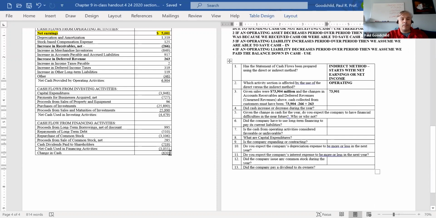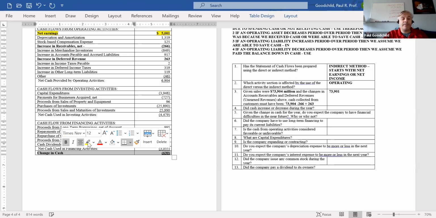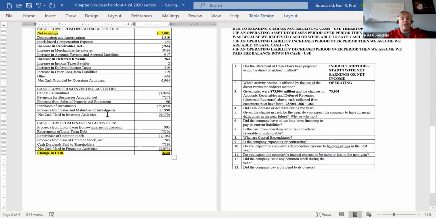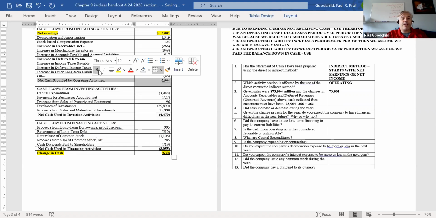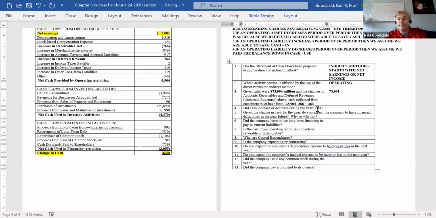Good. Most of you were able to get it right away, so that's great. We look here at the statement, and that's the change in cash. And that 630 is made up of the net change in cash in financing activities, the net change in investing activities, and the net cash provided by operating activities. So it decreased.